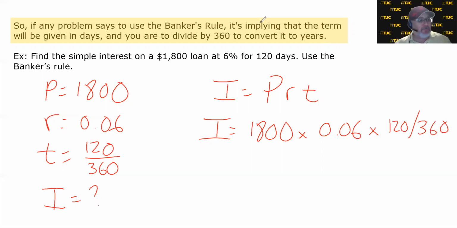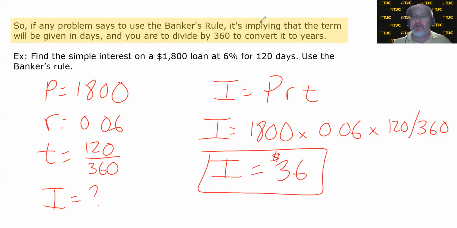And just like when we converted months to years, I think it's cleaner and quicker to not calculate the time as a decimal, but rather leave it as that fraction, stick it inside the formula, and when you get to the fraction bar, just type divided by. 1,800 times 0.06 times 120 divided by 360 is exactly 36. So if you borrowed this money under these conditions and they use the Banker's Rule, your interest would be $36.